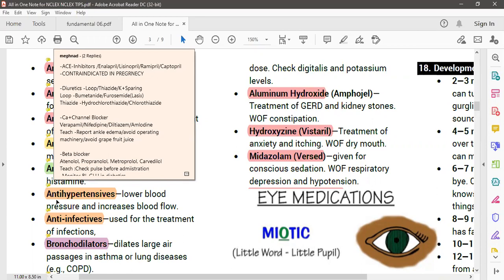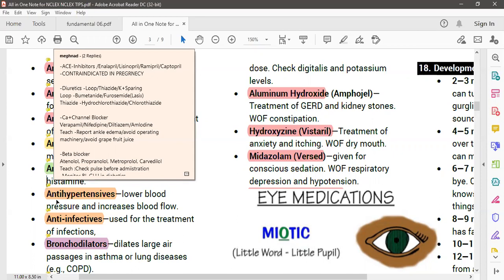So we should monitor blood urea nitrogen. We should monitor potassium level, glucose level. Also, we should monitor intake and output. We should teach the patient to increase potassium in diet, if your patient took furosemide or Lasix, or if your patient takes hydrochlorothiazide.